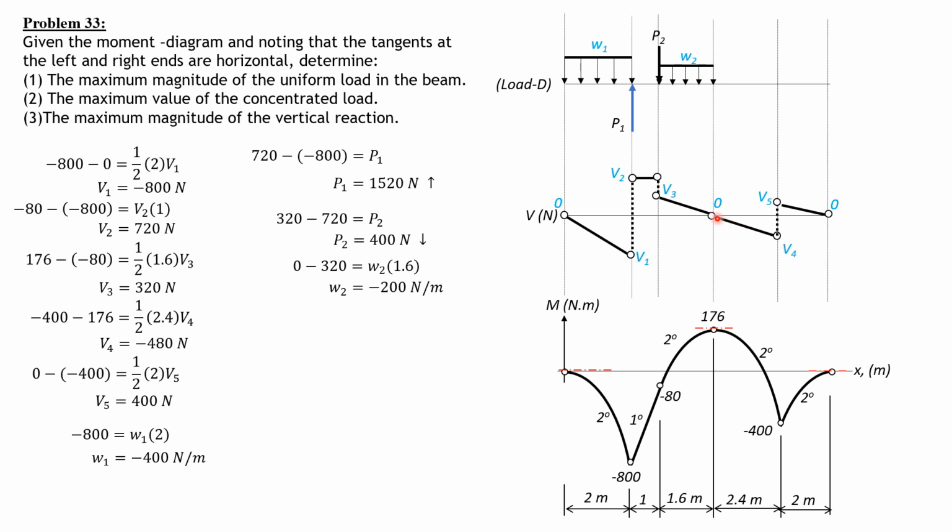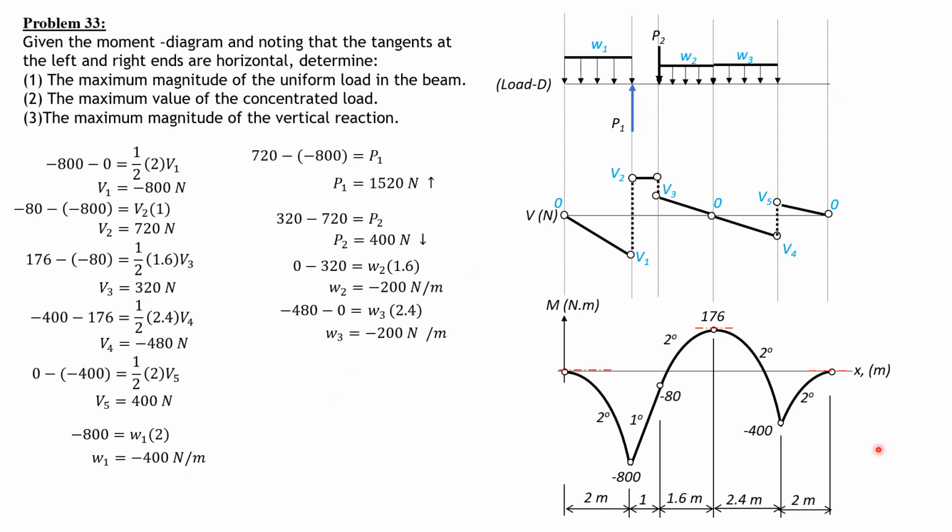Then we have a first degree curve in the shear diagram. So it's 0 degree in the load diagram. So we have V4 minus 0. V sub 4 is negative 480 minus 0, which is equal to W3 times 2.4, the area of the load diagram. So negative 480 minus 0 equals W3 times 2.4. So W3 is equal to 200 newtons per meter. So they are just equal.